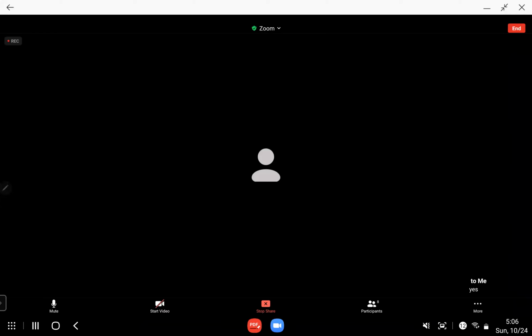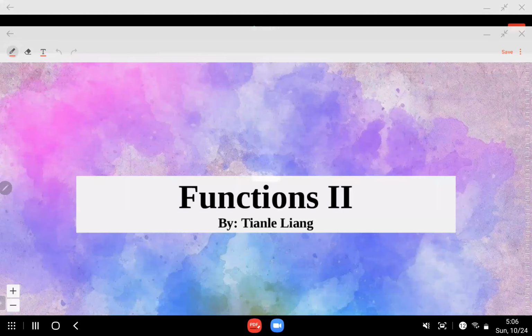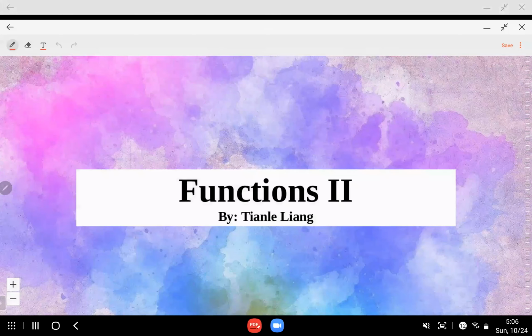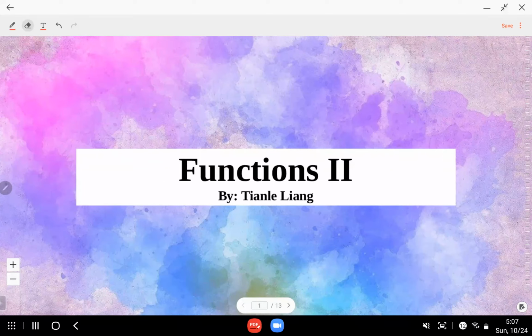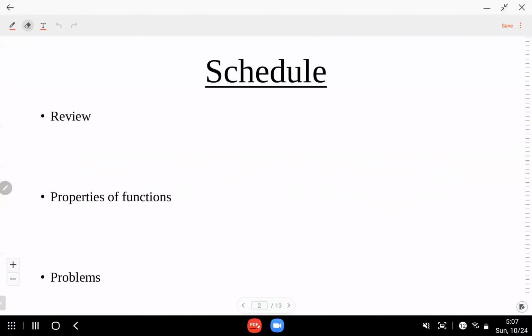Let's start. So this is our second class on functions. And let's start by introducing the schedule today. Today we're going to do a review first of last class, and then we're going to go over properties of functions or theorems, and we're going to do some practice problems.